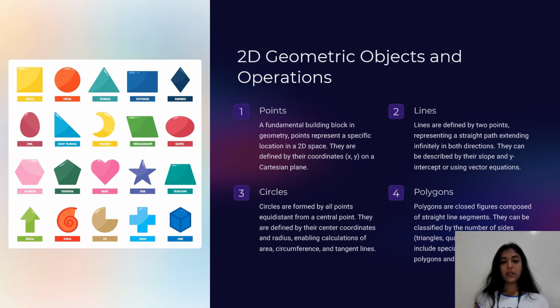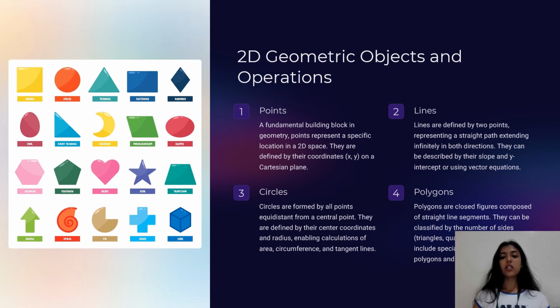2D geometric objects and operations. Points, a fundamental building block in geometry. Points represent a specific location in a 2D space. They are defined by their coordinates x, y on a Cartesian plane. Lines are defined by 2 points representing a straight path extending infinitely in both directions. They can be described by their slope and y-intercept or using vector equations.